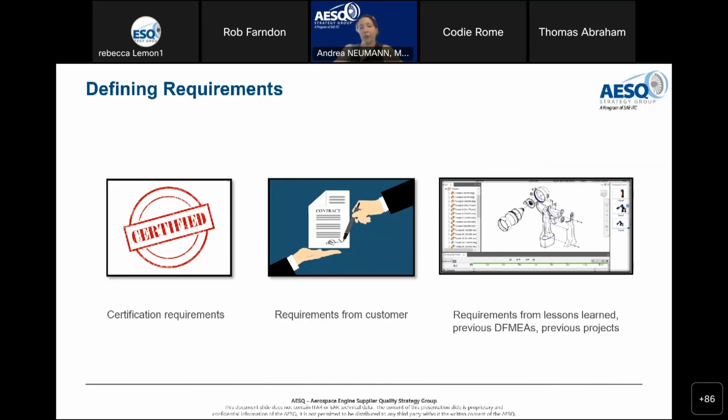But there you should also think about other requirements. So what did you learn from other projects or other DFMEAs? Sometimes it could be a good approach also to look at older design FMEAs and look at what kind of requirements have been implemented there. And please click.